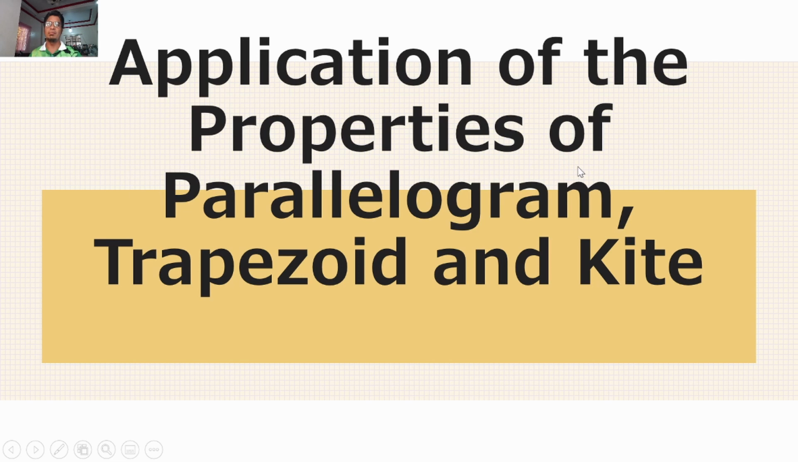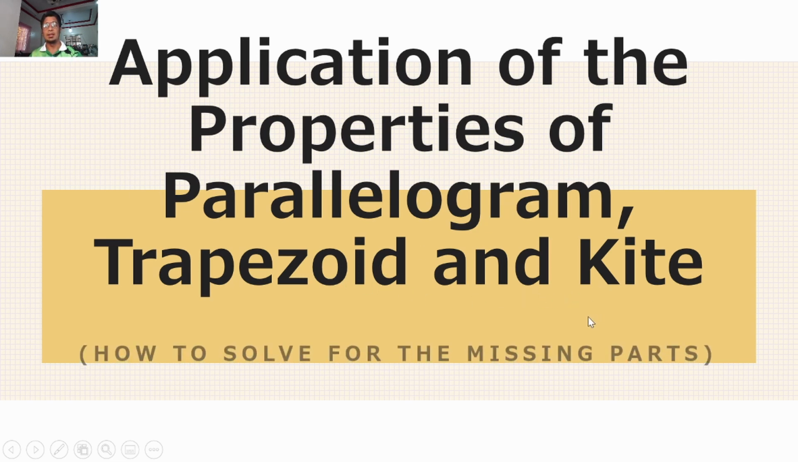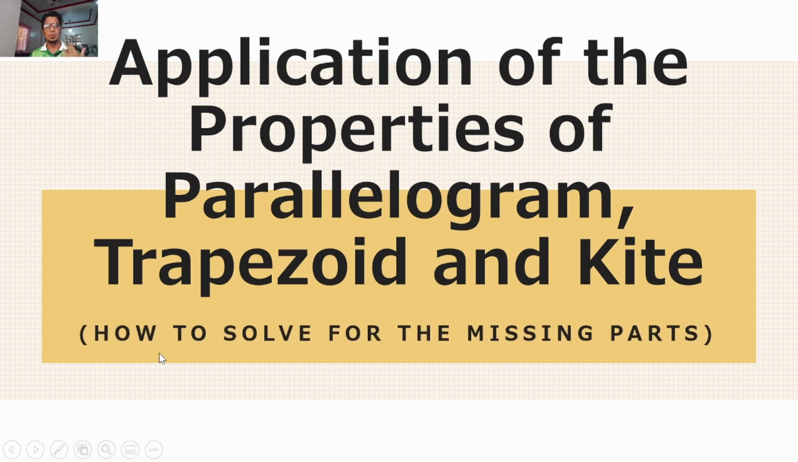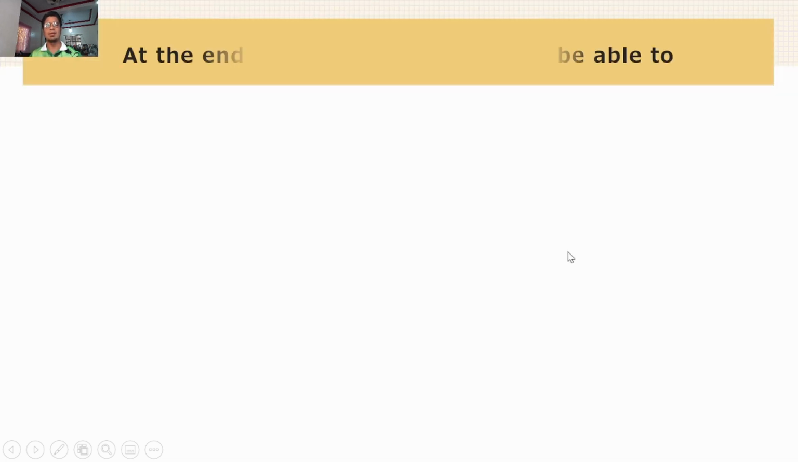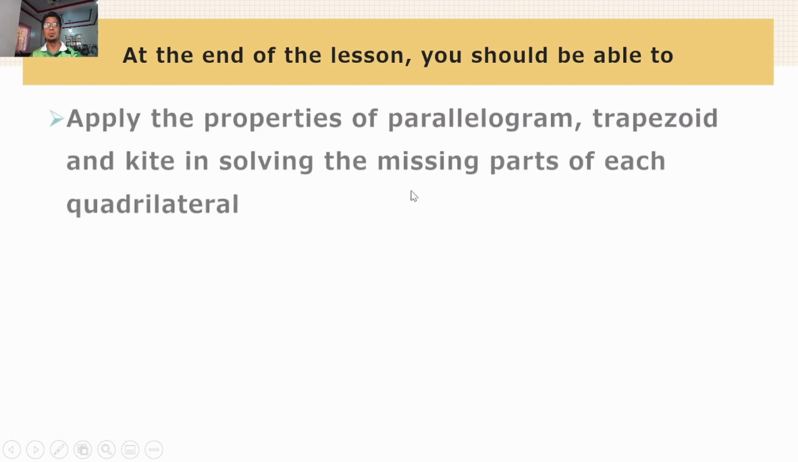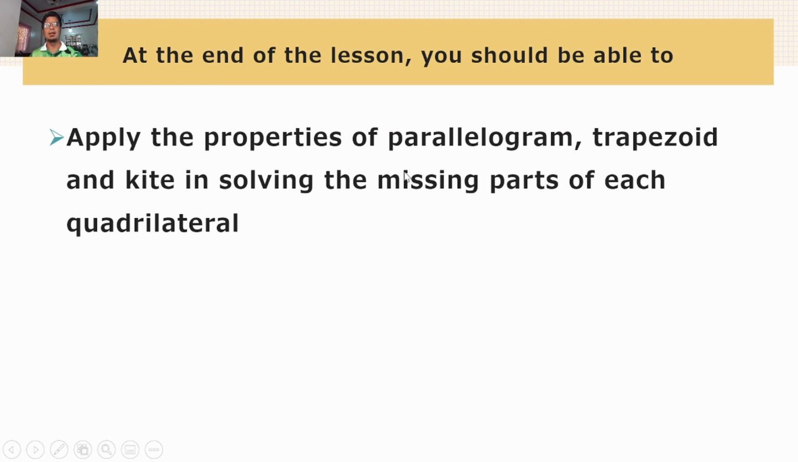Okay, so as I have mentioned, we will be talking about the application of the properties of parallelogram, trapezoid, and kite. And in this lesson, we will be able to know how to solve the missing parts of those quadrilateral using the properties that we have discussed previously. So as always, we have here now our aim. At the end of this lesson, you should be able to, number one, apply the properties of parallelogram, trapezoid, and kite in solving the missing parts of each quadrilateral.